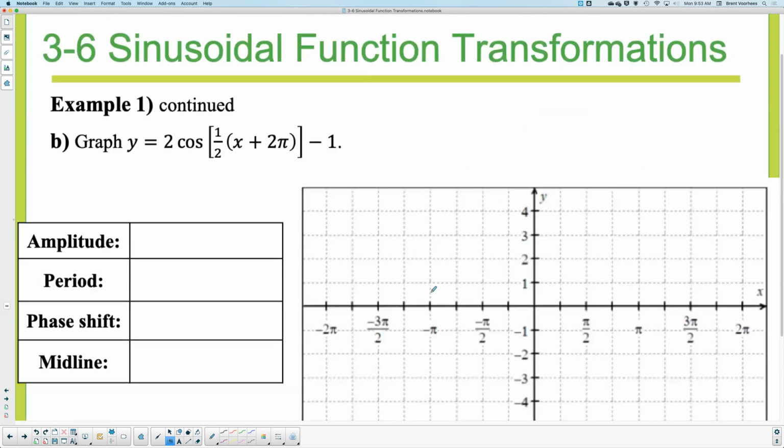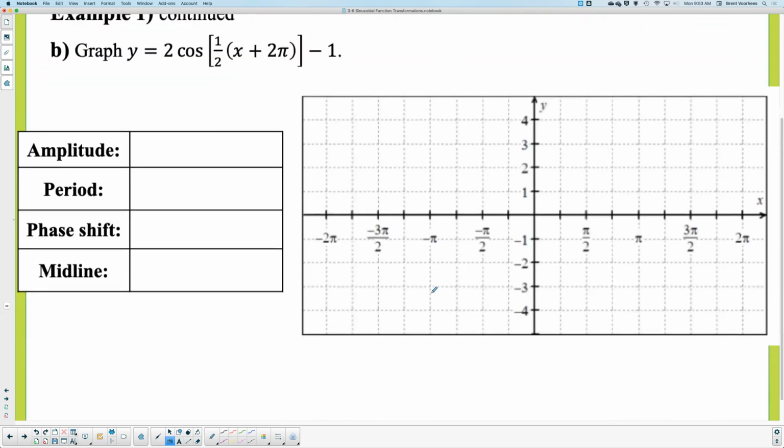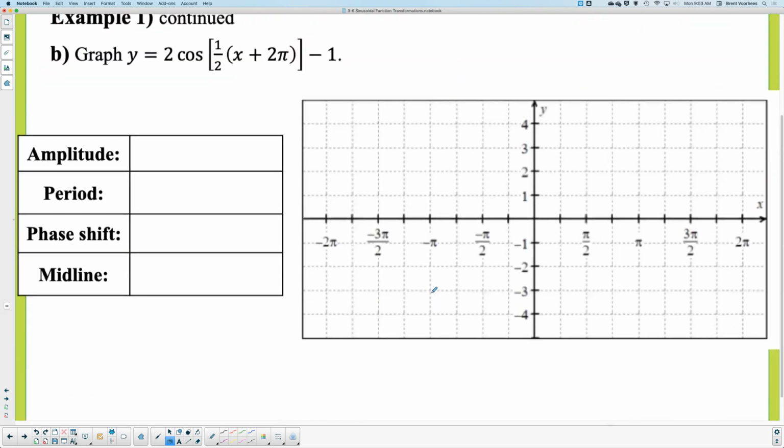How about this one? Walk me through. What's our amplitude on this problem? 2. Good. Now, what if it said -2? Still be 2. Perfect. What's the period? Well, it's 2 pi divided by. Well, that's tricky when you divide by a fraction.